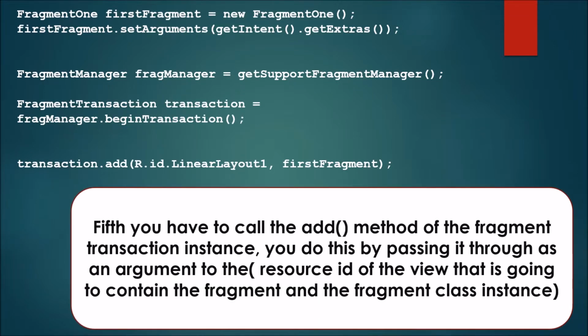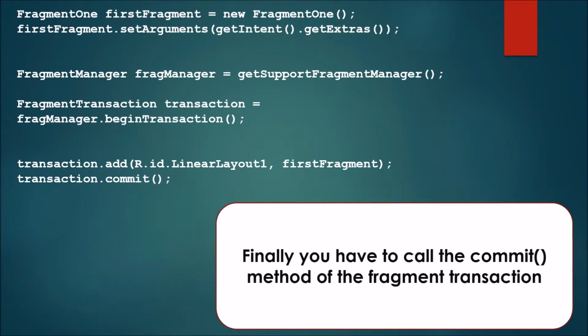fragmentManager.beginTransaction. Fifth, you have to call the add method of the FragmentTransaction instance. You do this by passing it through as an argument. And I've indicated the little brackets here. Those show that this is part of the argument to the resource ID of the view that is going to contain the fragment and the fragment class instance. Finally, you have to call the commit method of the FragmentTransaction. And those are the 6 steps.